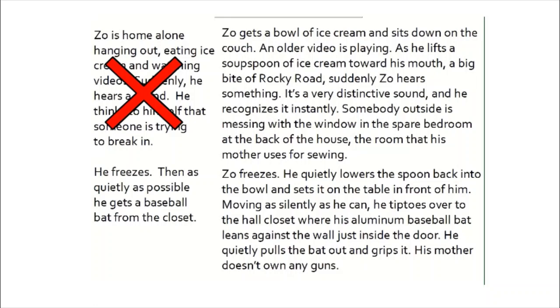He gets a bowl of ice cream and sits down on the couch. An older video is playing. As he lifts a soup spoon of ice cream toward his mouth, a big bite of Rocky Road, Zoe suddenly hears something. It's a very distinctive sound, and he recognizes it instantly. Somebody outside is messing with the window in the spare bedroom at the back of the house, the room that his mother uses for sewing.